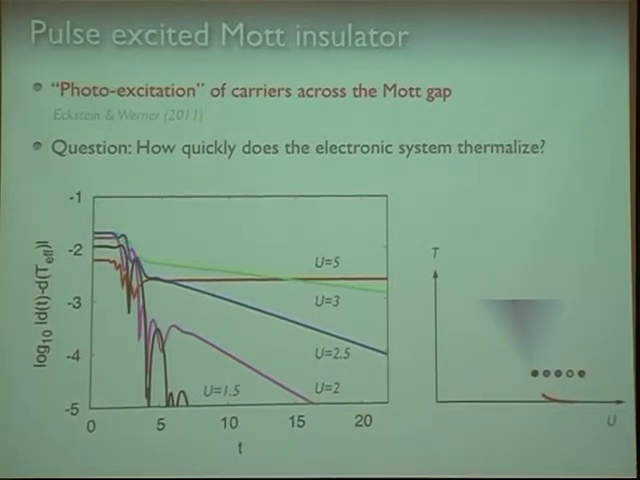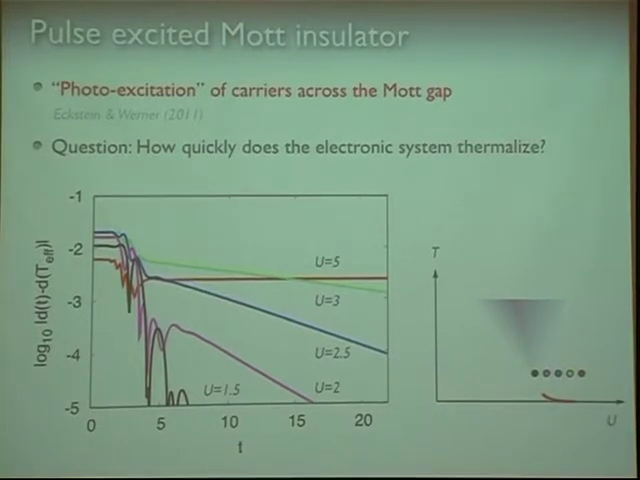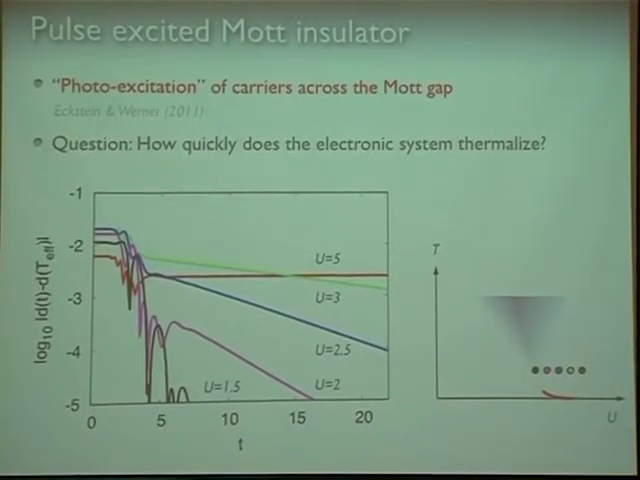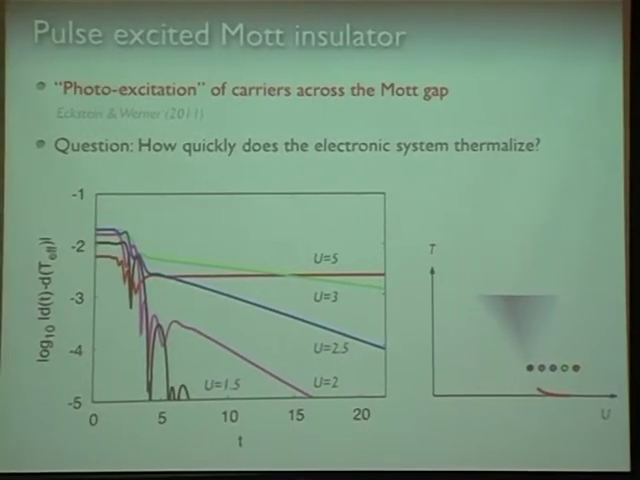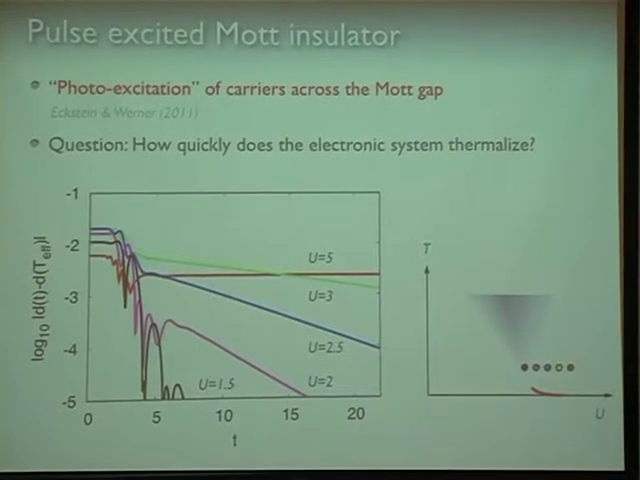Not here, no, because this is a different density of states. This is a hypercubic lattice. But yeah, something similar shows up here. I will point it out in a minute.